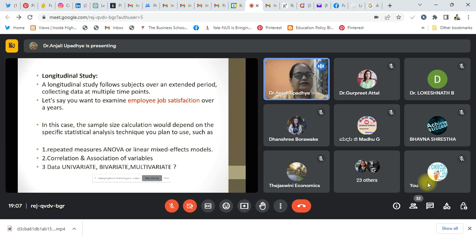Therefore, we are collecting the data at multiple time points. Let's say you want to examine employee job satisfaction over the years. In this case, what happens? We cannot directly calculate the sample size here. The sample size calculation depends upon the specific statistical analysis technique that you plan to use.